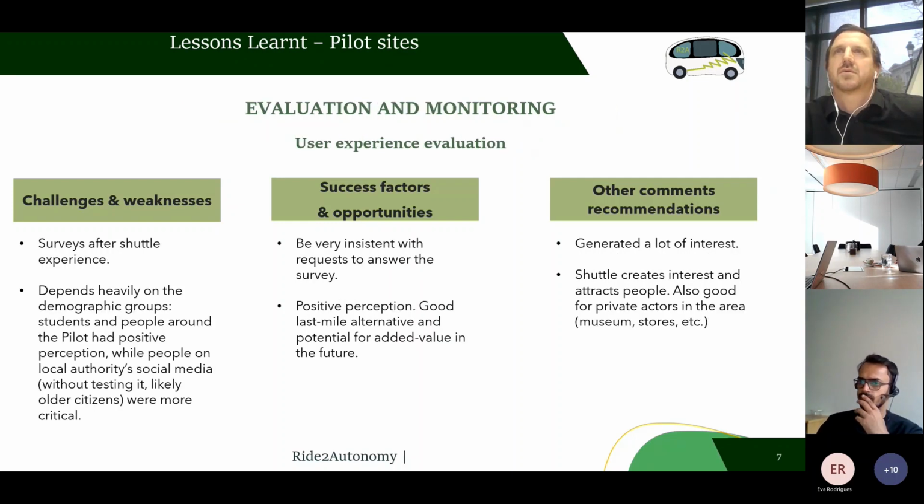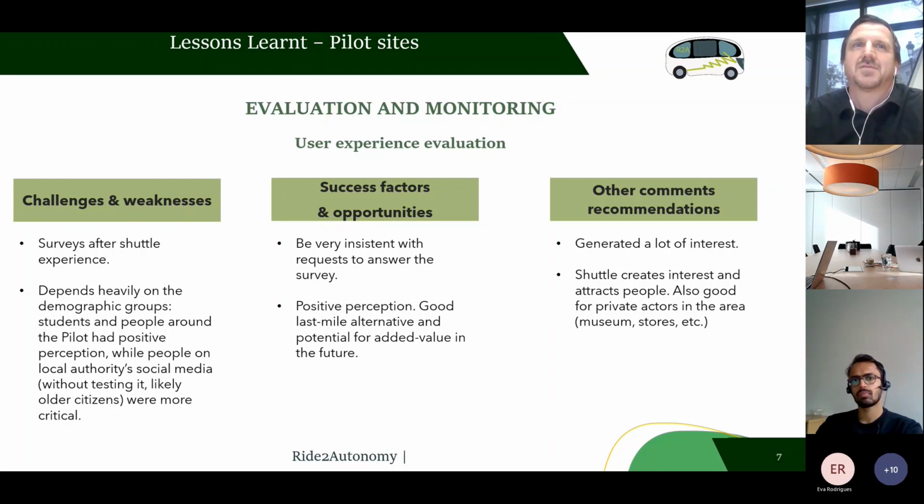I'm going to move on to evaluation and monitoring. User experience. Challenges were getting surveys after the shuttle experience, and that it depended heavily on the demographics. So students and people around the pilot were positive, while people on the local authority social media were more critical. So this is where it comes into play to really try and draw in, especially since some of these are targeted towards accessibility and the elderly, to inform them.